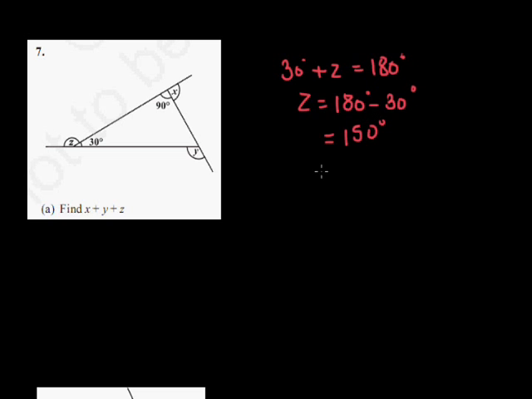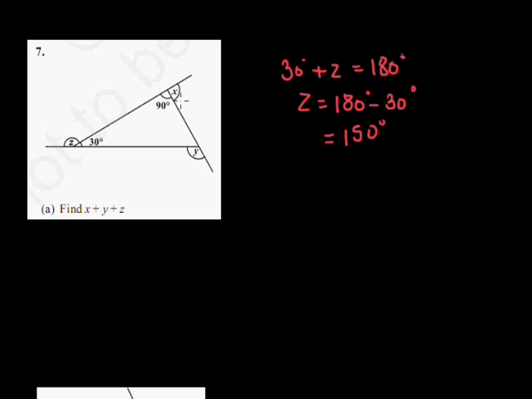Now coming to the seventh question, we have to find the value of x plus y plus z in this question. Now I can get the value of z. I know that 30 degree and z are forming a linear pair. So 30 degree plus z is equal to 180 degree. To find the value of z, I can shift 30 degree to the right hand side. So 180 degree minus 30 degree, that is equal to 150 degree. So the value of z is equal to 150 degree.